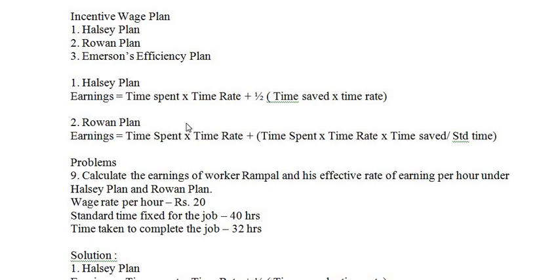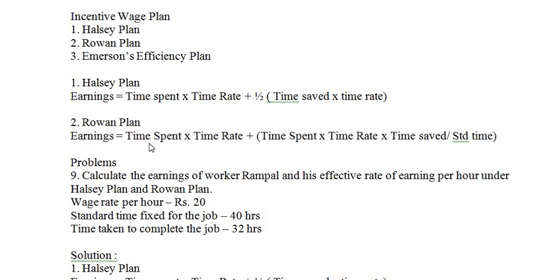Next plan is Rowan plan. This method is a modification of Halsey plan. In this method, minimum remuneration on hourly basis is paid as well as bonus to those who show more efficiency and economy in their work. So bonus will be given for them. It means importance is given to how much time he has saved, and how efficiently he has worked to reach the productivity. Based on that, earnings are given.